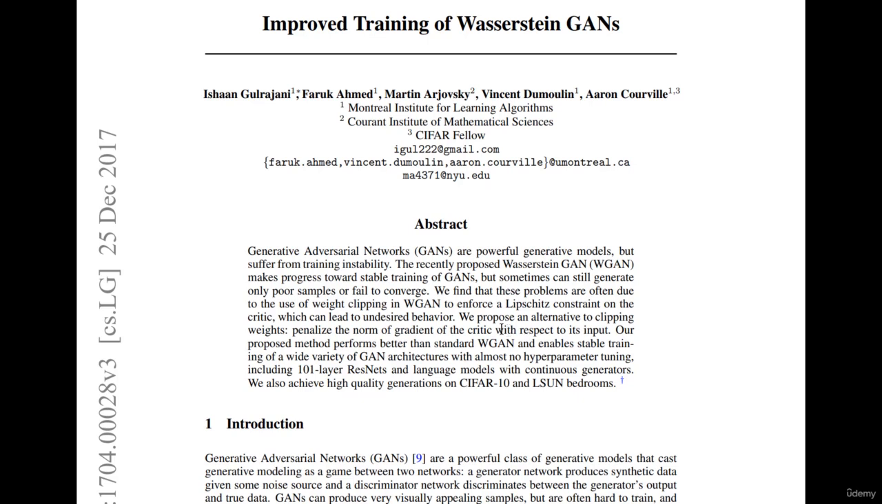The authors propose an alternative to clipping weights, that is, penalize the norm of the gradient of the critic, that is the discriminator, with respect to its input. The proposed method performs better than the standard WGAN and enables stable training of a wide variety of GAN architectures with almost no hyperparameter tuning, including 101-layer ResNets and language models with continuous generators. They also achieve high quality generations on the CIFAR-10 and the LSUN Bedrooms dataset.